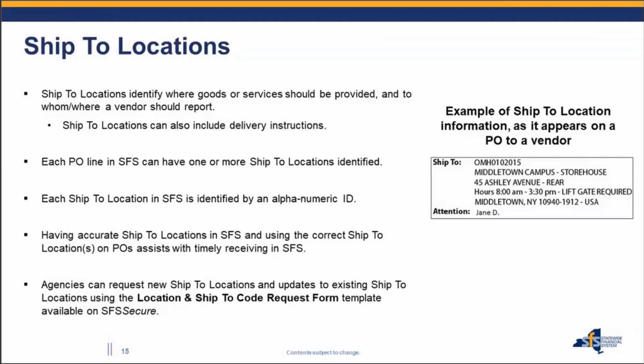Having these accurate ship-to locations and using those correct ship-to IDs is also going to assist with timely receiving. I mentioned that we would like to see receipts processed within 1 to 2 business days of receiving those actual goods or services. Having that ship-to location available within SFS will help tremendously with that process. Agencies can request new ship-to locations to be created or any updates to existing ship-to locations via SFS using the location and ship-to code request form template. This template form is available to all users on SFS Secure.